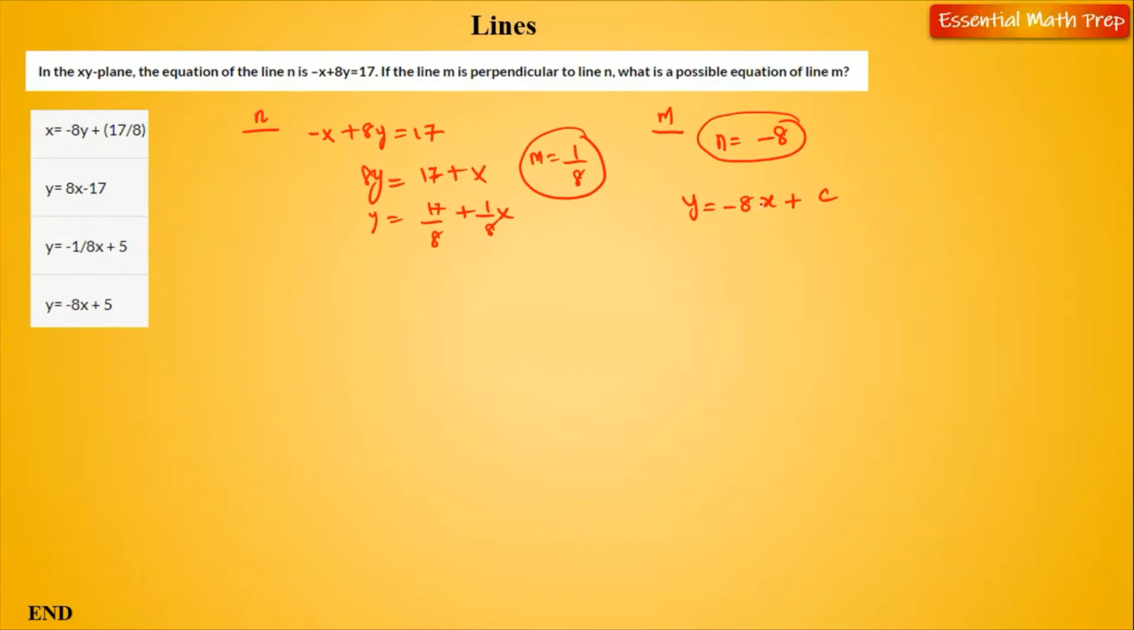At this point, because we don't know what point the line is going through, you just have to simply use your slope to your advantage to determine which one could be a likely answer. If you look at this one, the slope is positive, out of the question. This is negative 1/8x, that's out of the question. This seems to work out, and this is incorrect. This is just incorrect all the way. So this is the answer. This is the one that satisfies the slope of negative 8.